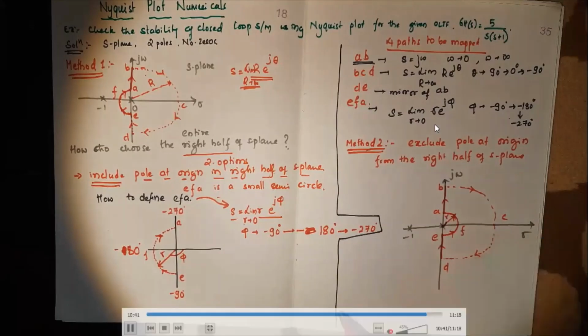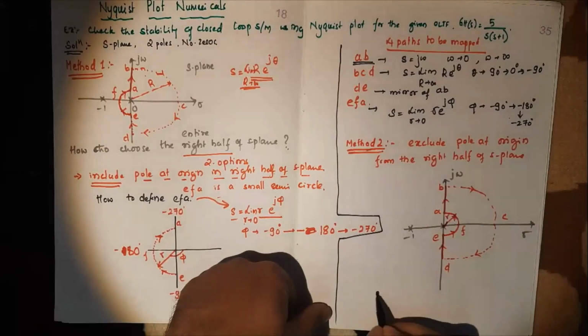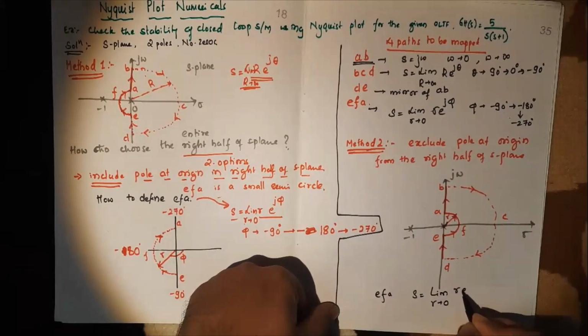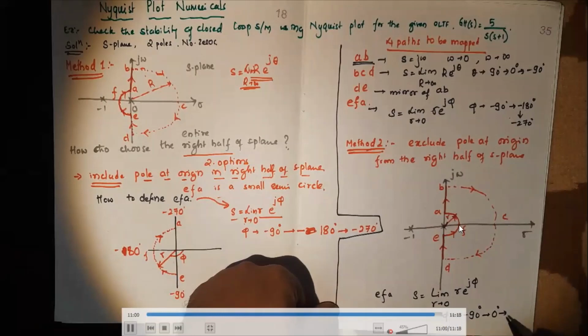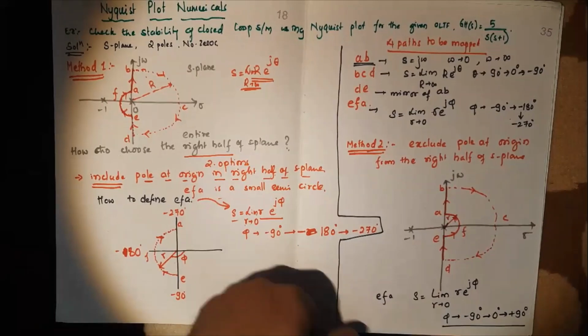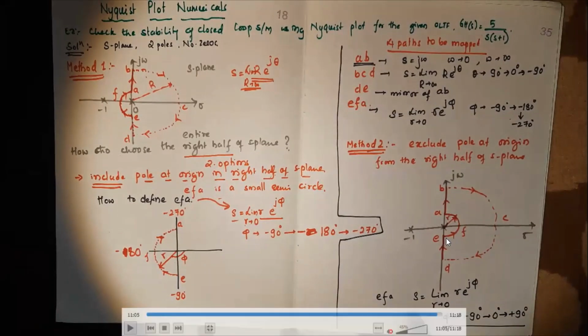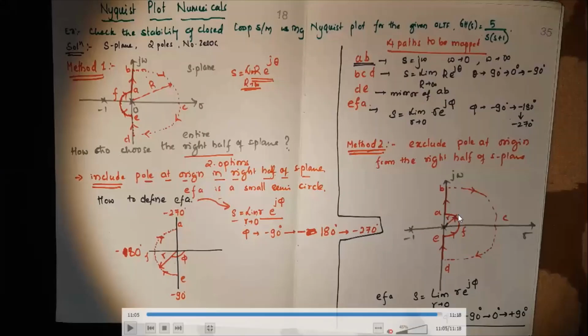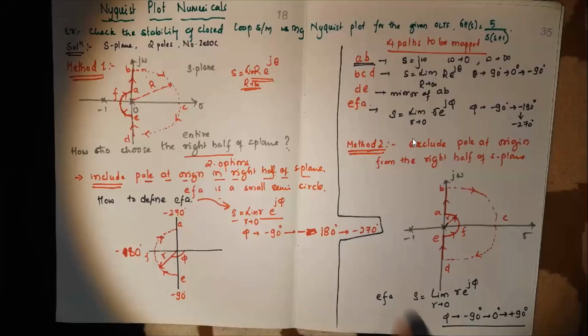Fine. So the definition of S will remain the same. For path EFA, the definition of S is limit as R tends to 0, R e raised to j phi. But phi is now changing from minus 90 to 0 to plus 90. So this is the definition of EFA. In the exam, you can use any one of the methods, and your result will be the same at the end.